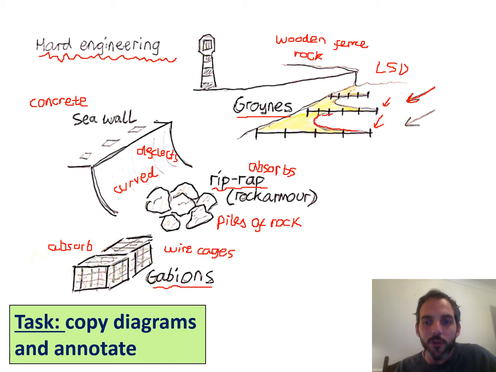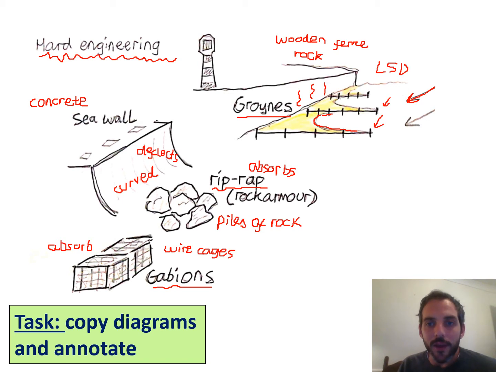So what happens is the waves break much further out, and they break earlier and much further out. And this means that the cliffs here are protected from erosion. So I'll just say one more time. Groynes can either be a wooden fence or they can be a line of rocks.